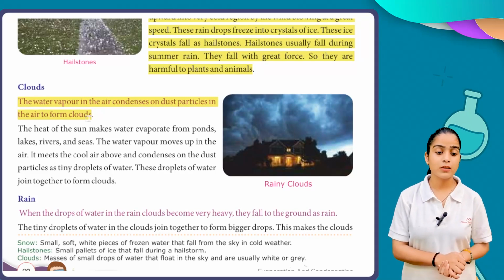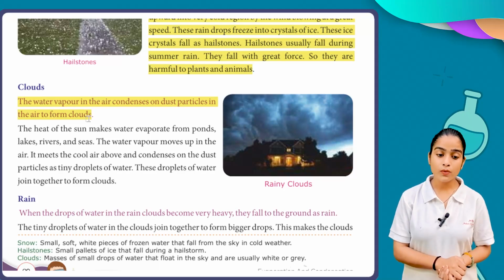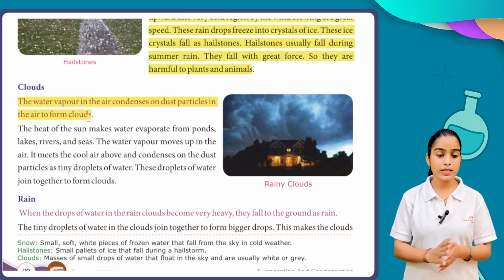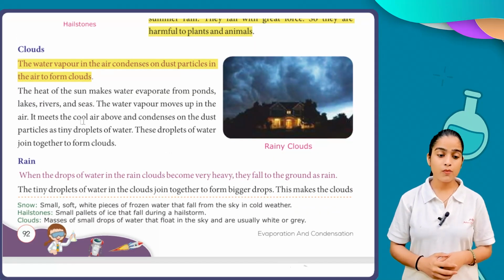The heat of the sun makes water evaporate from ponds, lakes, rivers and seas. The water vapor moves up in the air. It meets the cool air above and condenses on the dust particles as tiny droplets of water. These droplets of water join together to form clouds.